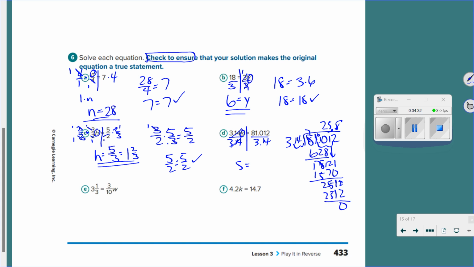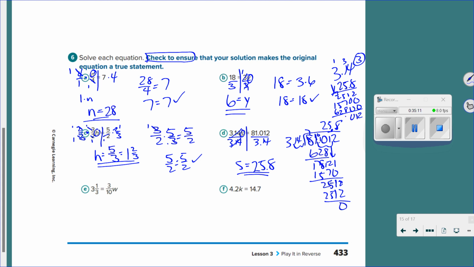So we're going to multiply 3.14 times 25.8. I've got 3 decimal places. This gives me 81.012. They check.